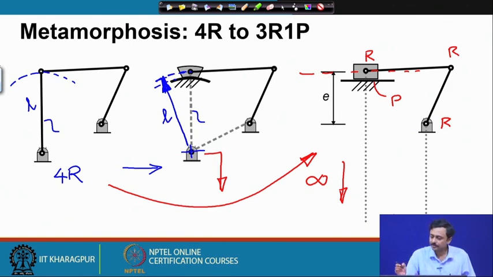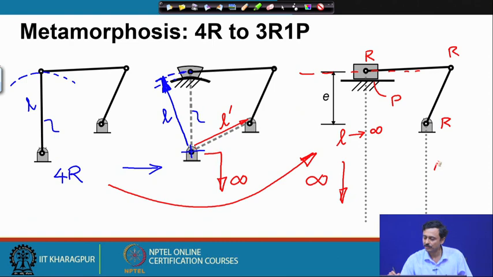Now, here I have a definition. You see that there are these link lengths. One is this length L, and let me call the other L prime. So, this is L, I have marked it, and this is L prime. Now, as I take this hinge to infinity, this L goes to infinity. And what is L prime? L prime connects this hinge to this hinge. So, that also goes to infinity.